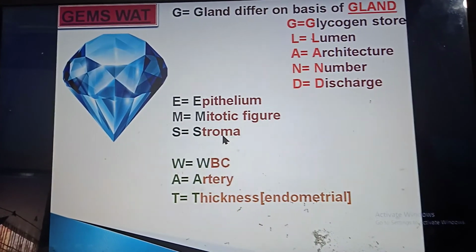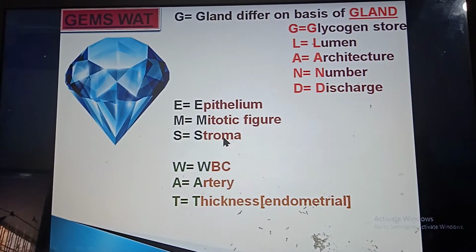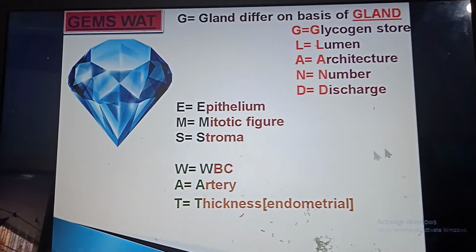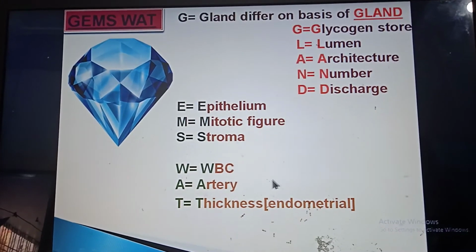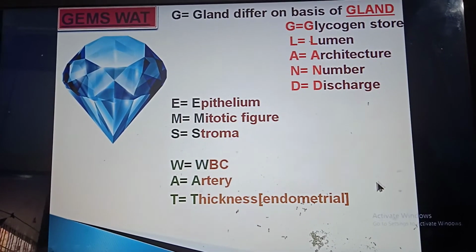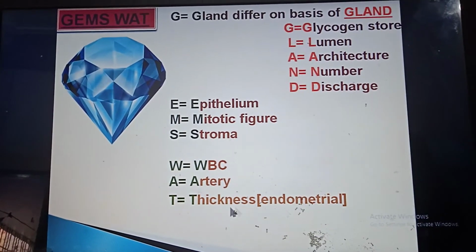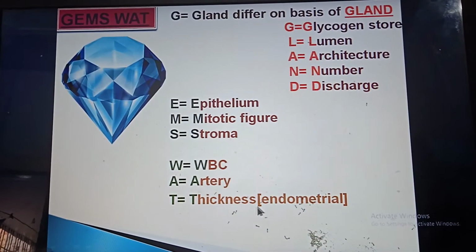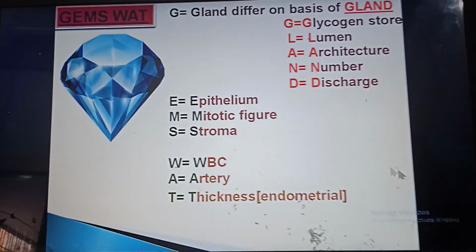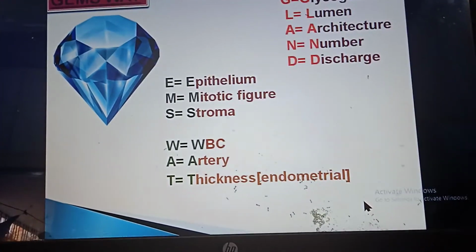And again, the rest of these are more in the secretory phase. The amount of stroma will be more in secretory, WBC will be more, and the artery number and tortuosity both will be more in the secretory phase. Endometrial thickness is 2 to 3 mm in proliferative and 4 to 5 mm in secretory phase.